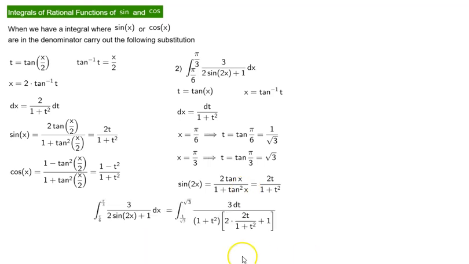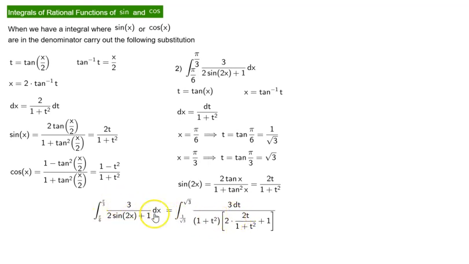Okay, so now doing the substitutions, integral from pi by 6 to pi by 3 of 3 by 2 sine 2x plus 1 dx is equal to integral from 1 by root 3 to root 3 of 3 dt divided by 1 plus t square times 2 times 2t by 1 plus t square plus 1. And let's see exactly how the substitution is working.